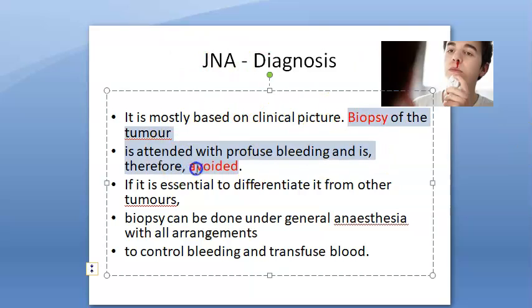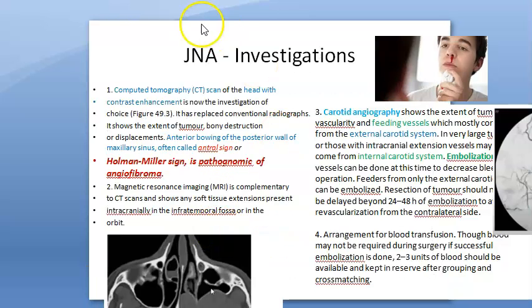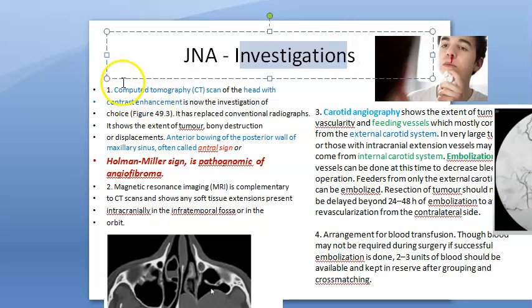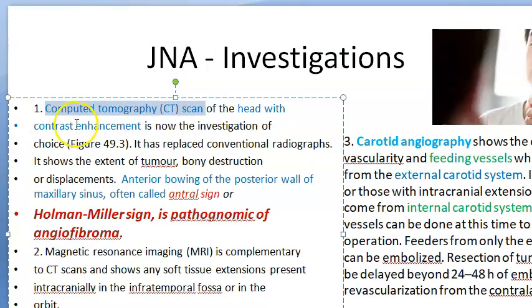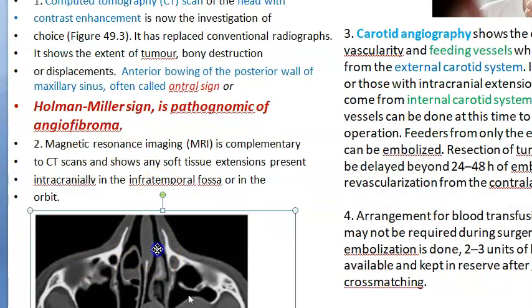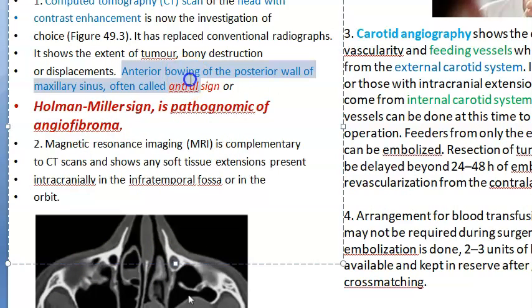You should not do a biopsy because this will cause profuse bleeding. Just remember this. You don't do biopsy of this mass. What exactly will you order in this case? You will order a CT scan of the head with contrast enhancement, computed tomography scan. Okay, and then in this CT scan, what you can see is the anterior bowing of the posterior wall of the maxillary sinus. This is called the antral sign or the Holman-Miller sign.